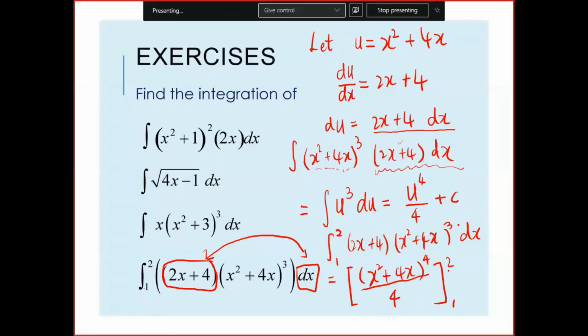Now, after that, we substitute the value. Okay, let me continue here. Substitute the value. We have 2 squared plus 4 times 2, to the power of 4 over 4, minus 1 squared plus 4, to the power of 4 divided by 4 again. Okay, so you solve this one. Anyone solve and have the answer? 5027.75. Okay, thank you. So this will be the answer.